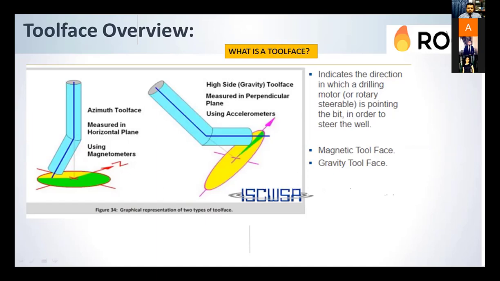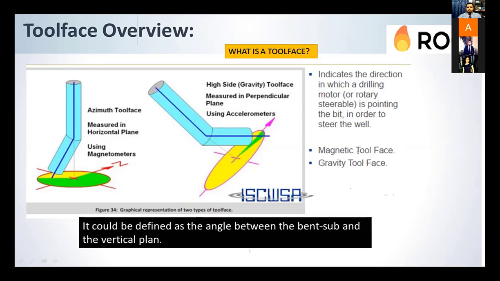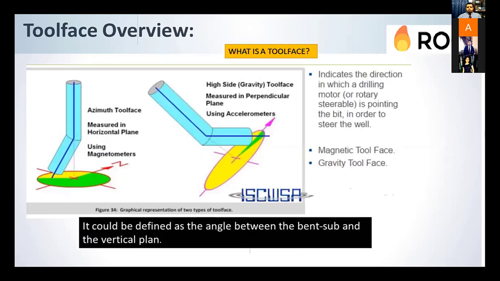So what is tool face? It is the angle between the motor axis and the plane we are drilling in. It indicates the direction in which the drilling motor or rotary steerable is pointing the bit in order to steer the well. To put it simply, it is defined as the angle between the bent sub, which is responsible for the directional, and the vertical plane. Next slide, please.